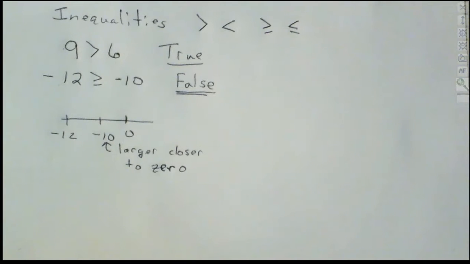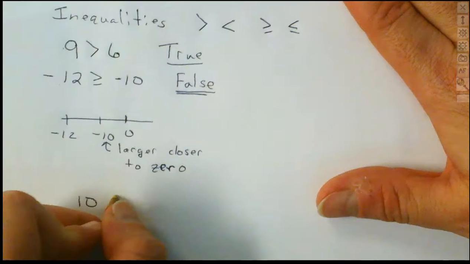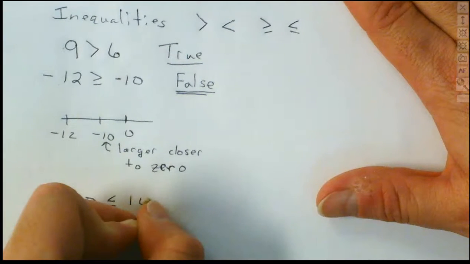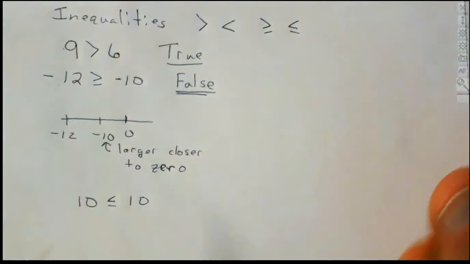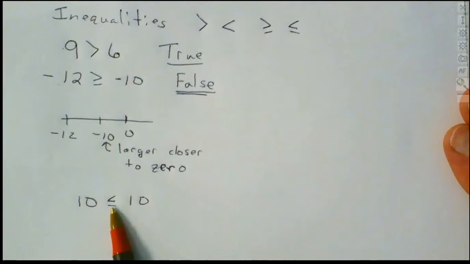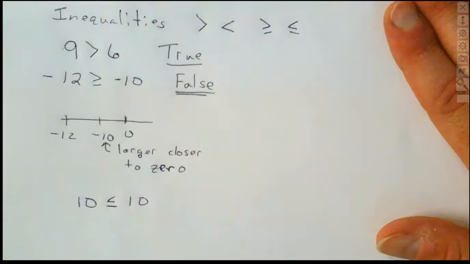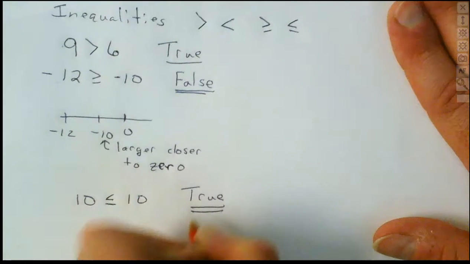And let's do one more here. What about this one? 10 is less than or equal to 10. Do you think that's going to be true or false? Well, what do we know about inequalities? We've got greater than, less than, greater than or equal to, less than or equal to. In this case, 10 is not smaller than 10, but 10 does equal 10. So it includes that equal, and since 10 equals 10, this one would be true.